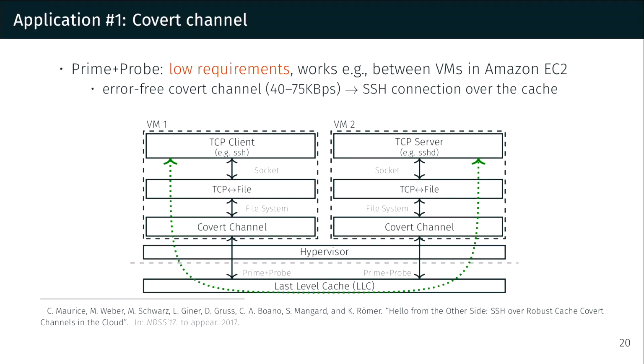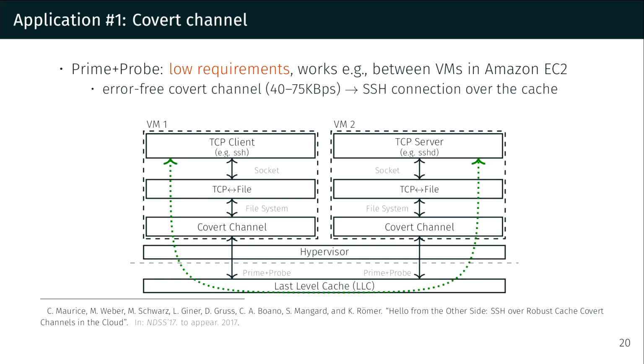The really nice thing about prime and probe is that it has really low requirements. It doesn't need any kind of shared memory. For example, if you have two virtual machines, you could have some shared memory via memory deduplication. The thing is that it's highly insecure, so cloud providers like Amazon EC2 disable that. We can still use prime and probe because it doesn't need this shared memory.